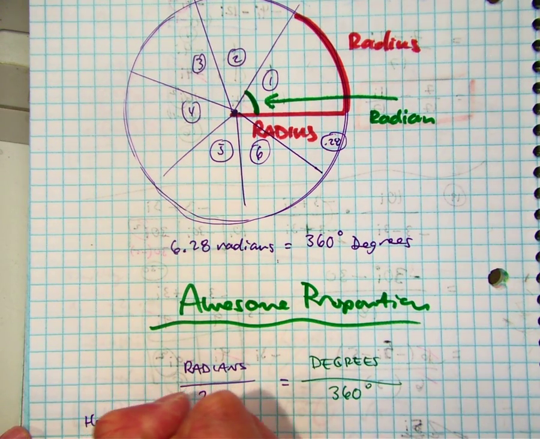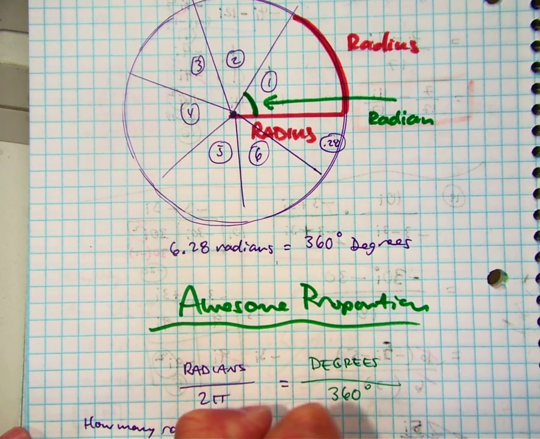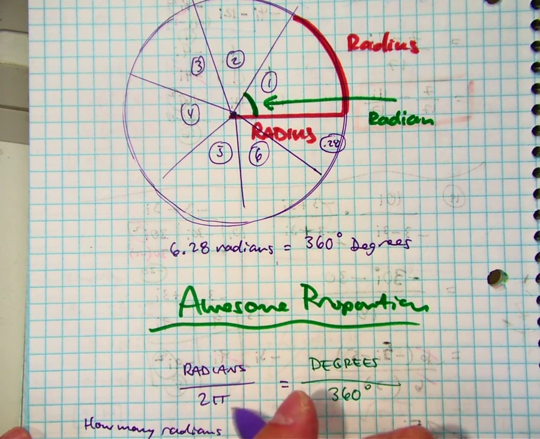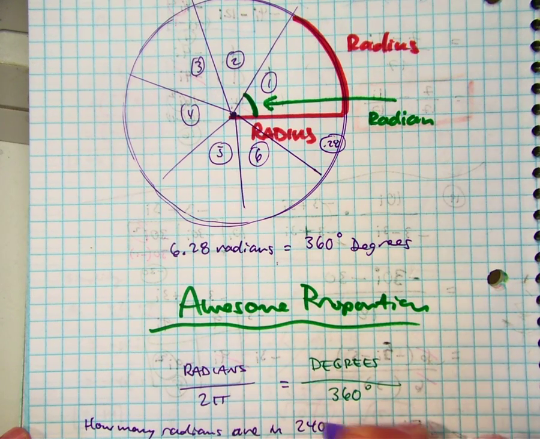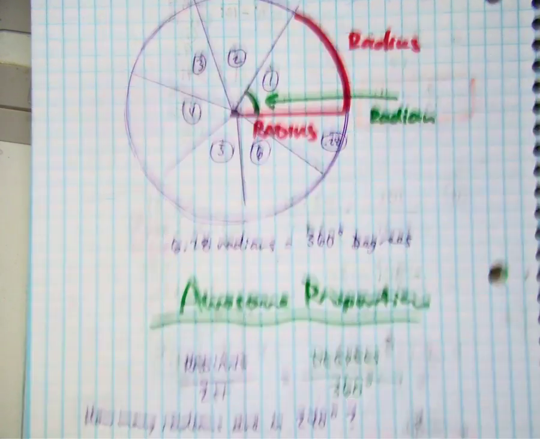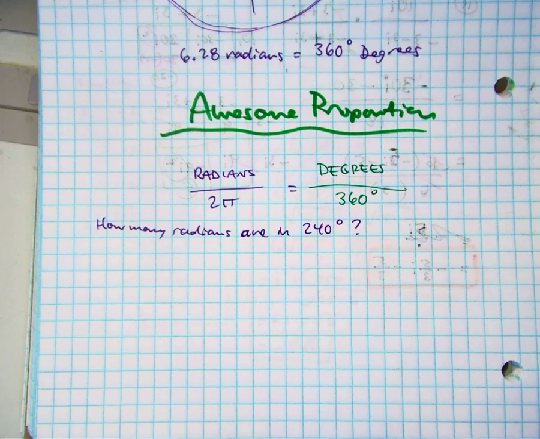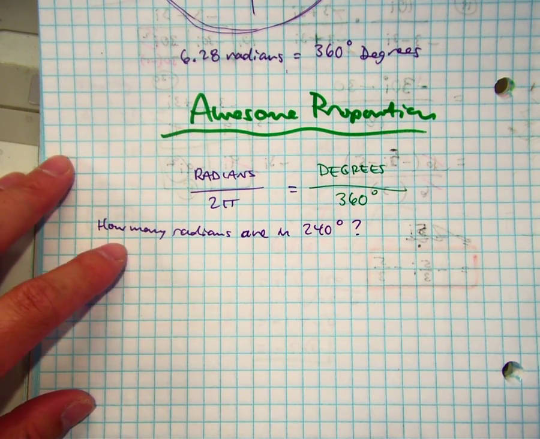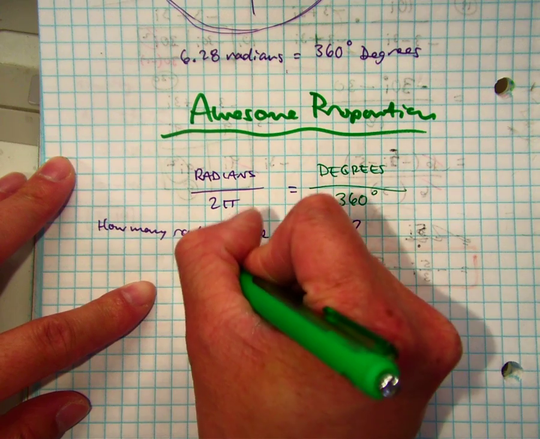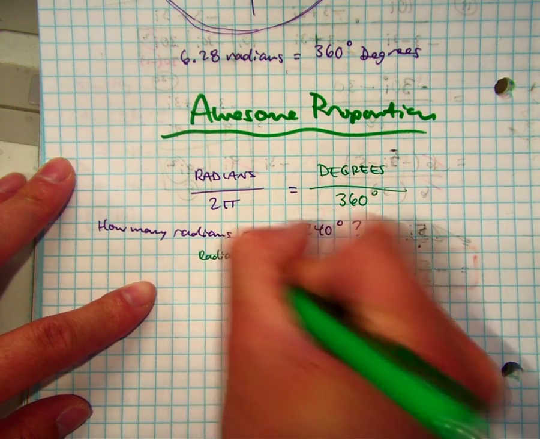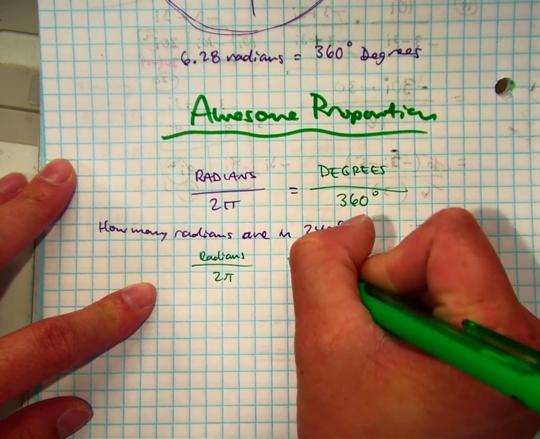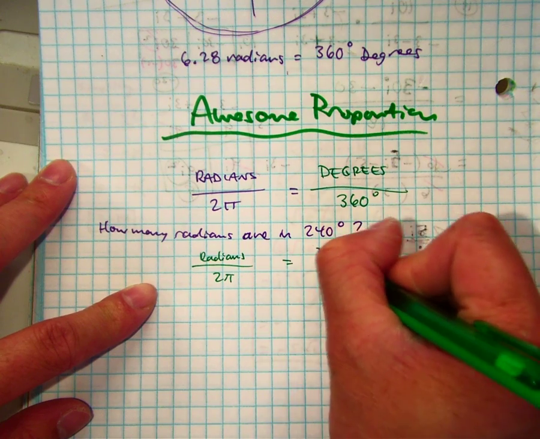How many radians are in 240 degrees? Well, the first thing I'm going to do is I'm going to write down the formula again. Always write down the formula. I can give you partial credit. Lets us understand if you are getting it.